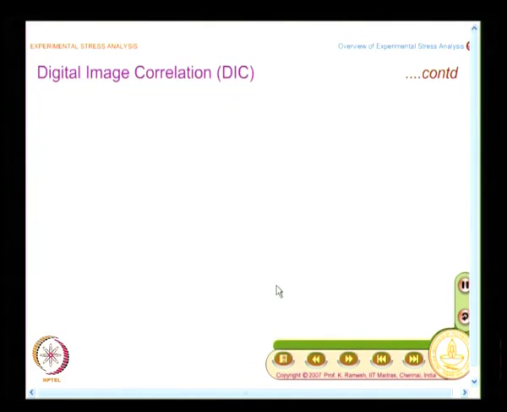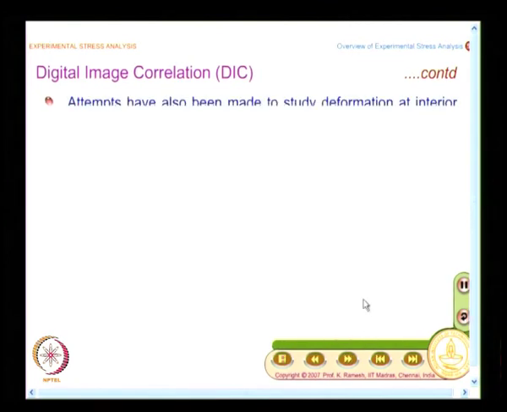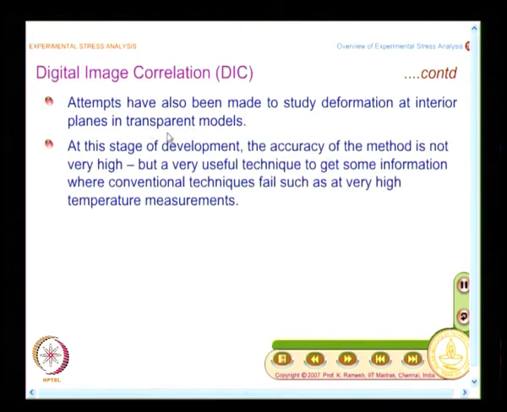People also use image correlation for finding out the buckling behavior of windmills. You have huge windmills. Now, with renewable sources of energy, people are paying attention. Very large windmills have come, and those blades are sensitive to buckling, and you have a very large area, and you need to find out whether buckling takes place or not, and people use image correlation. And being an optical technique, they can also find information at interior planes in transparent models.